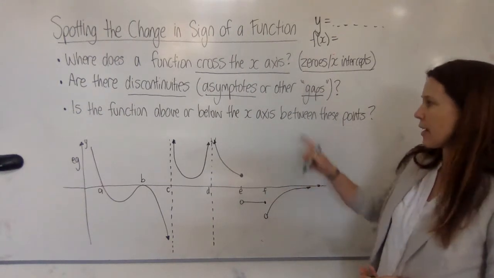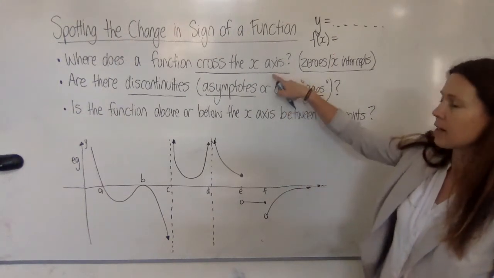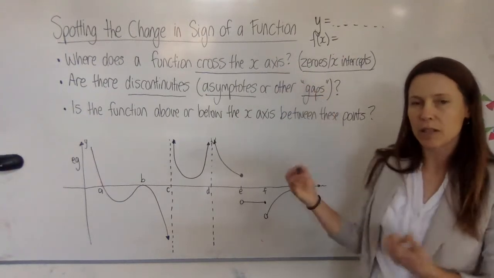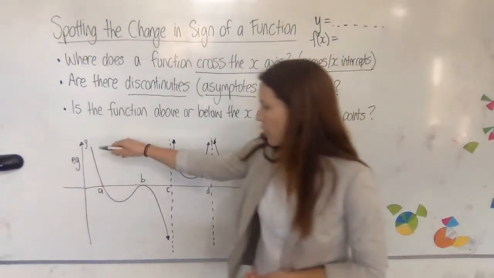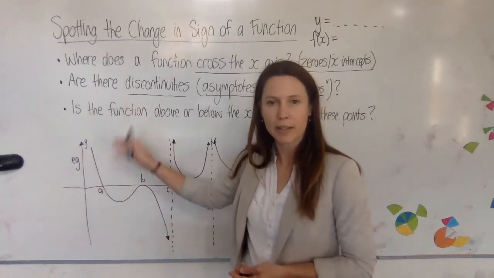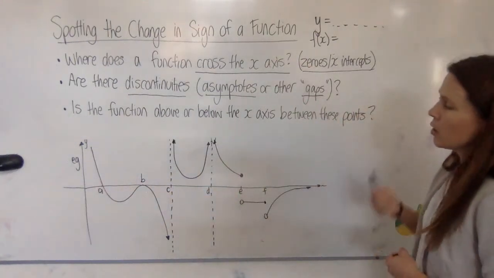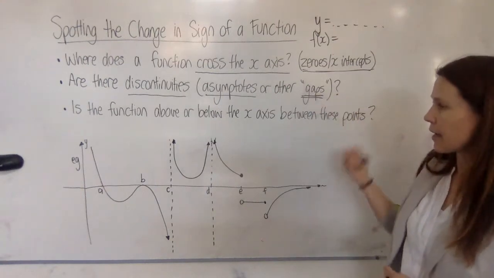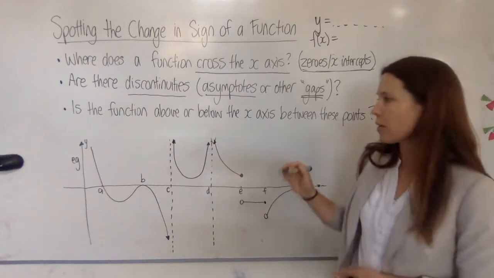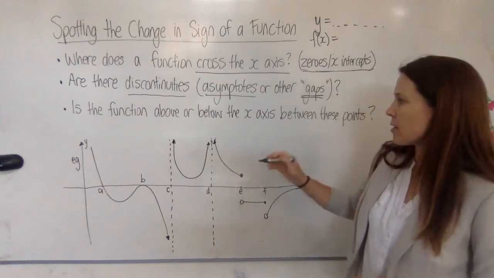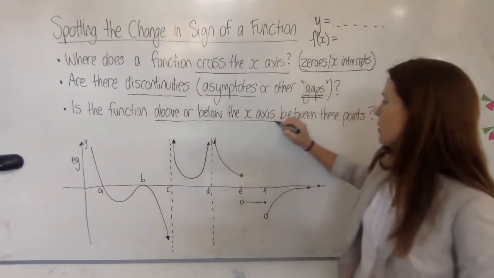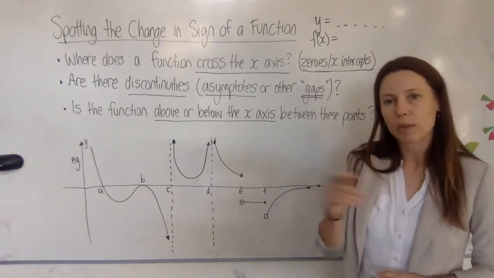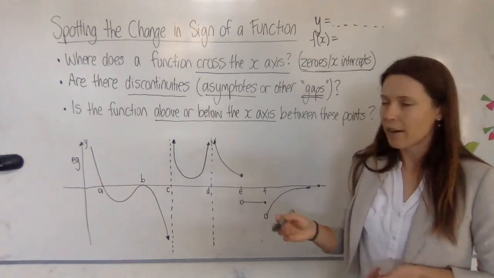Now, we need to investigate the gaps, and we need to investigate the x-intercepts, because those are the key points where we're looking for the graph to jump from above or below the x-axis to the other one. Once we know where those points are, the x-intercepts and the gaps, then we need to consider, all right, between those places, is the function above or below the x-axis? Because if we can investigate those points, then we'll know a lot about the graph.